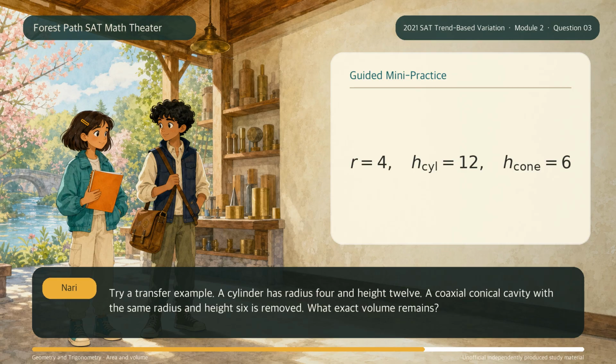Try a transfer example. A cylinder has radius 4 and height 12. A coaxial conical cavity with the same radius and height 6 is removed. What exact volume remains?